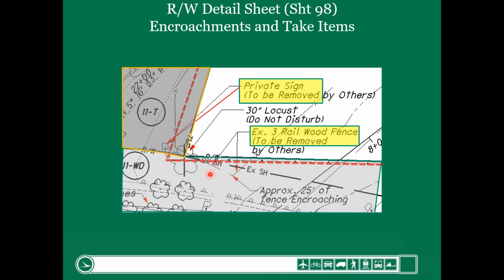And then the last thing I want to talk about is an existing 3-rail wood fence to be removed. Here's the fence. I've highlighted it in red. There is a portion, approximately 25 feet of the fence, that is encroaching, and then there's a portion that's in the take. So part of that fence is encroaching. We won't compensate them for that, but this small portion over here, we would. It's in the take area.